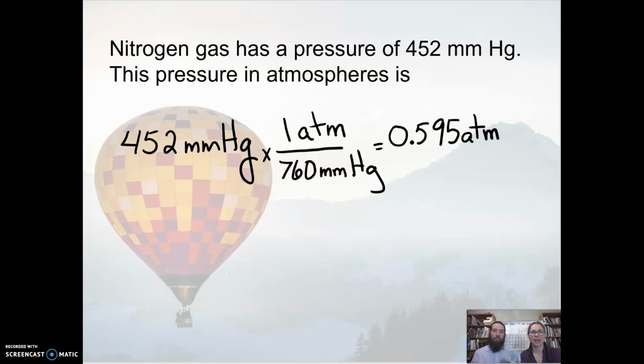In this case, we have nitrogen gas. We have a pressure of 452 millimeters of mercury, and we want to know what this is in atmospheres, that's atm. So we go to our conversion factors. We see that 1 atmosphere is 760 millimeters of mercury, and we cancel our units and convert the units. Oftentimes we do use atmospheres in a lot of our gas calculations.